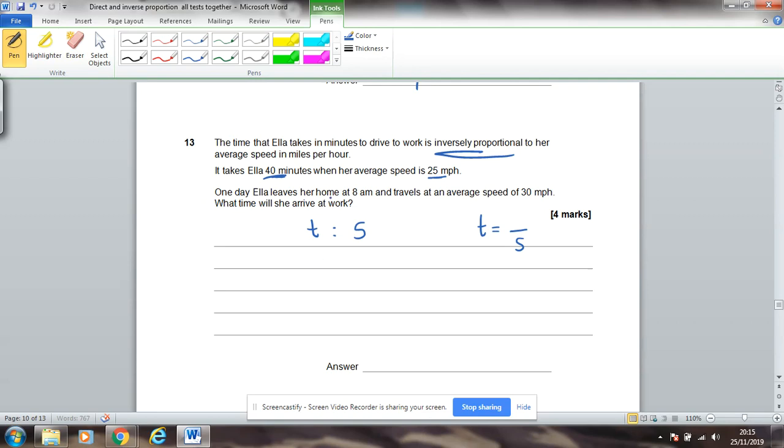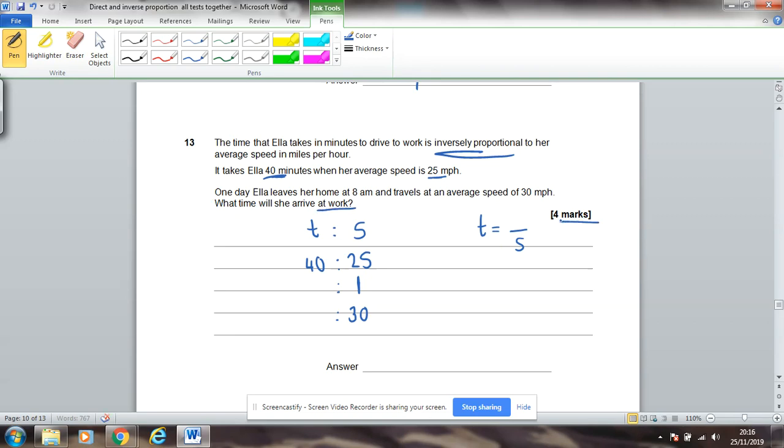One day Ella leaves home at 8 a.m. So Ella takes 40 minutes, so time is 40 and the speed is 25. Ella leaves home at 8 a.m. and travels at an average speed of 30 miles an hour. So her speed becomes 30. So we're going to have to visit 1 to figure out what's going on and then get up to 30. What time does she arrive at work?